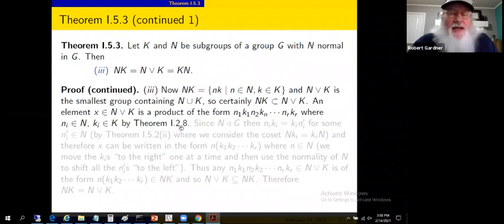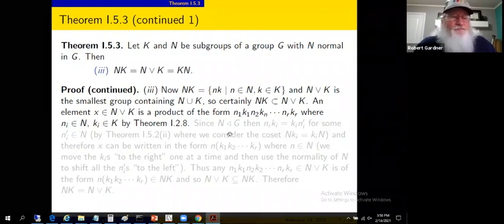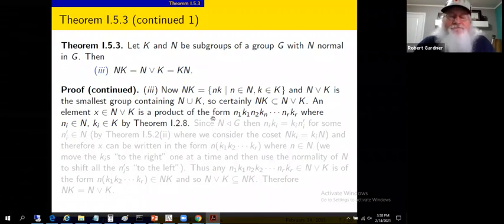Theorem 1.2.8 told us what the elements look like in a group generated by a set. What we had was powers of those elements intermixed. We had products of powers of elements. First, if I take an element of N and raise it to a power, I get another element of N because it's a subgroup. If I take an element of K and raise it to a power, I get an element of K. So I don't have to deal with the power stuff here, because here we've got more than a set. We've got N and K as themselves as groups.